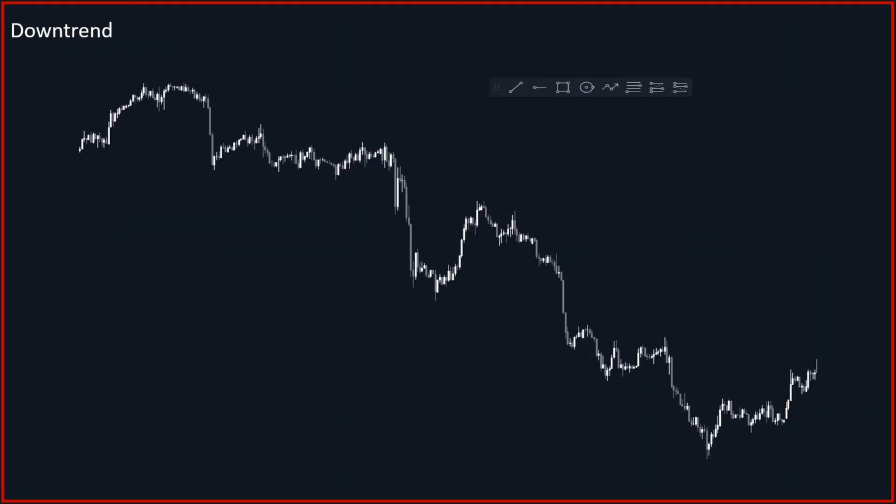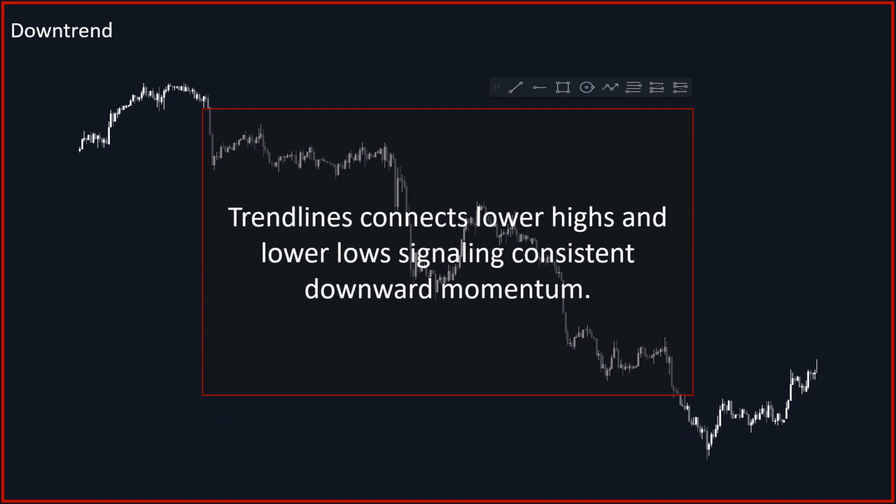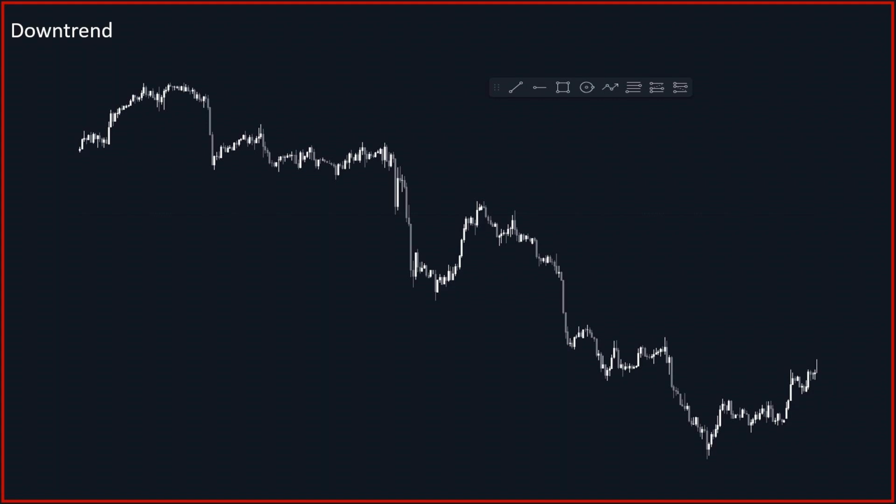Let's move on to a downtrend. Trend lines connect lower highs and lower lows, signaling consistent downward momentum. Here, we have a clear example of how the market moves when it's trending down. You will notice a pattern, an impulsive move where the price aggressively drops, followed by a corrective move where the price temporarily pulls back. This cycle repeats, impulsive, corrective, and so on.